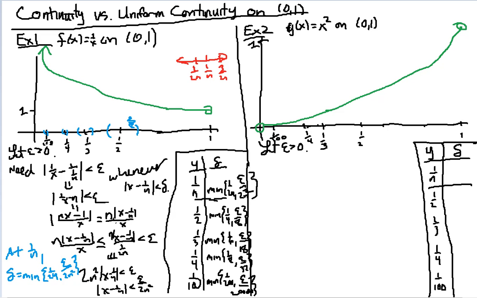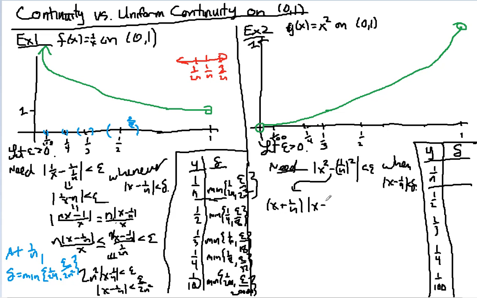Now let's go to this next example here. Now I'm looking at x squared on 0, 1. That's supposed to be the function x squared. And I'm going to do the same thing. To do this, I can just say, well, I need x squared minus, I'm testing the continuity at the points like 1 over n, so I need that this thing is less than epsilon when x minus 1 over n is less than delta. Well, let's take a look at this guy. That's equal to x plus 1 over n times x minus 1 over n. And that's good because that's my delta statement, basically. But I need to figure out a bound for this.